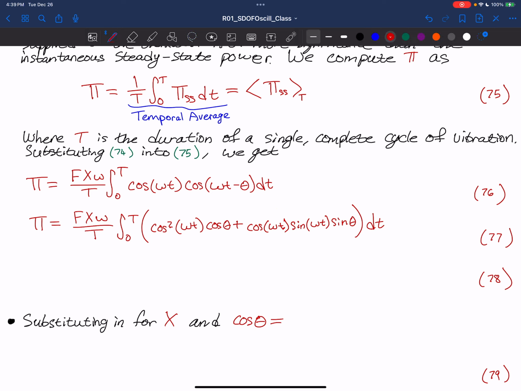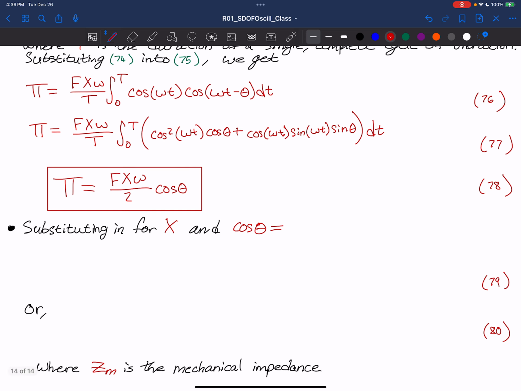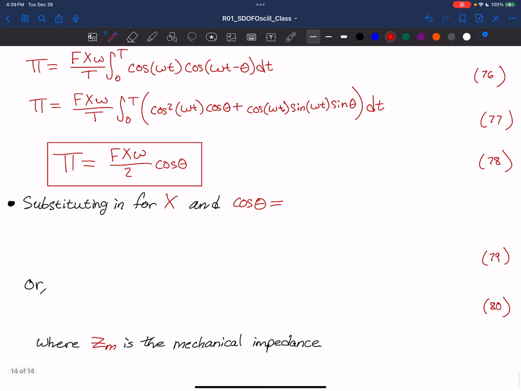And when you do so, what you end up finding is that big pi is equal to big F times big X times omega divided by 2 times the cosine of theta. Okay, so we know what X is, and we also know what theta is. If we pull X from our section on steady state vibrations, for cosine of theta, this is actually going to be equal to b divided by the square root of b squared plus the quantity k over omega minus m omega, that quantity squared.